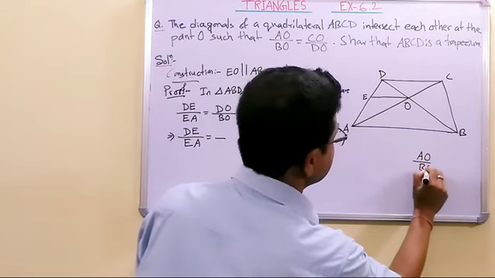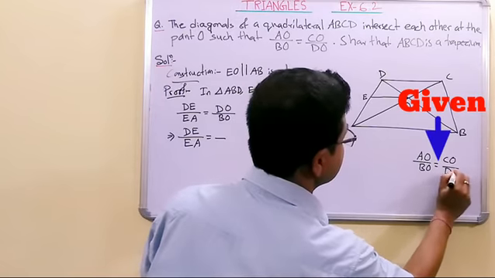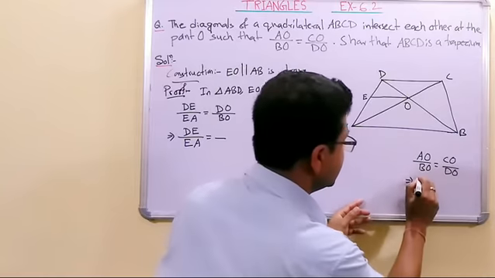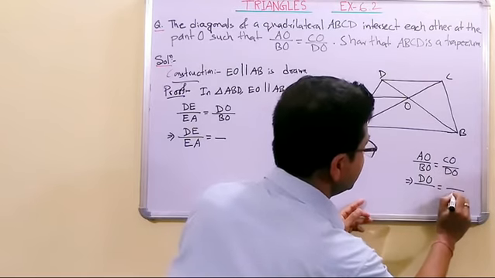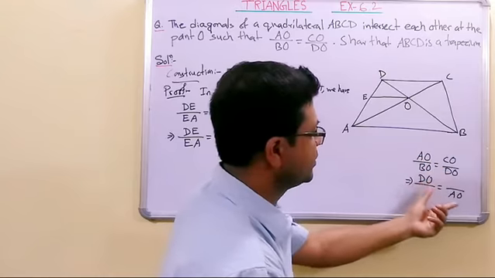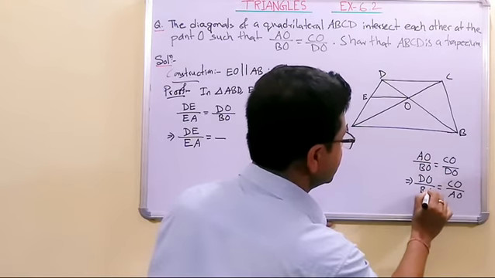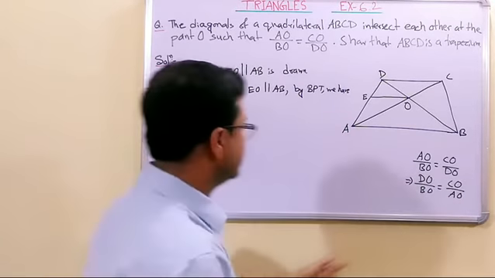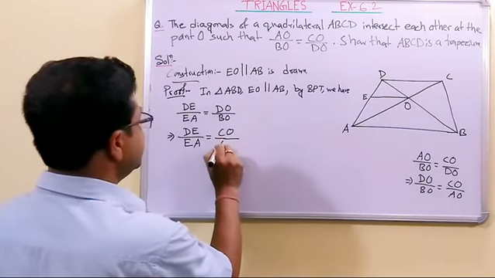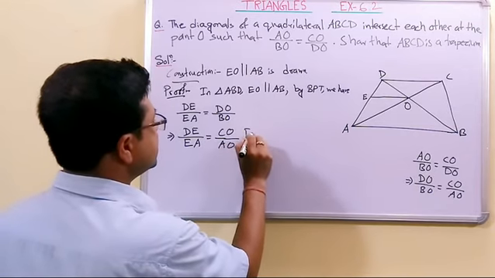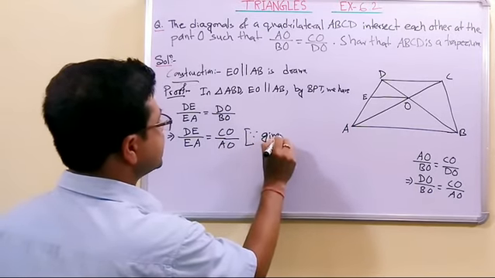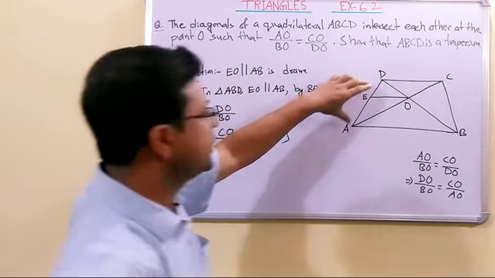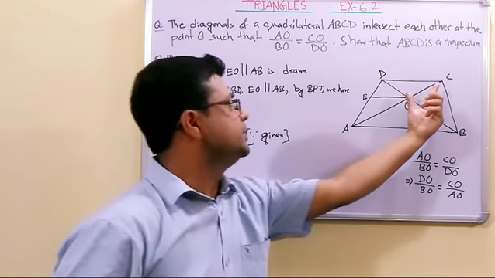AO by BO is equal to CO by DO. Okay, so let us bring this DO here, so AO will be here. Their product is equal. This is CO and this is BO. So we need DO by BO. So DO by BO equal to CO by AO. This is CO by AO. What is the reason? Since given. Alright. Now this is in which triangle? DE by EA is equal to CO by AO.